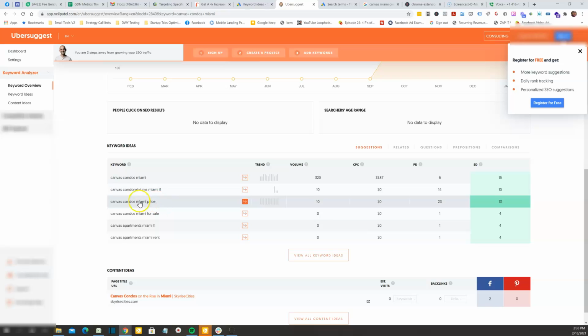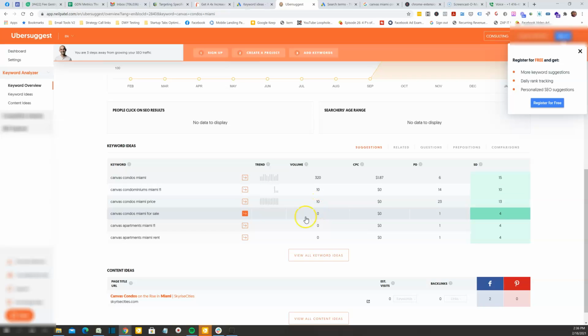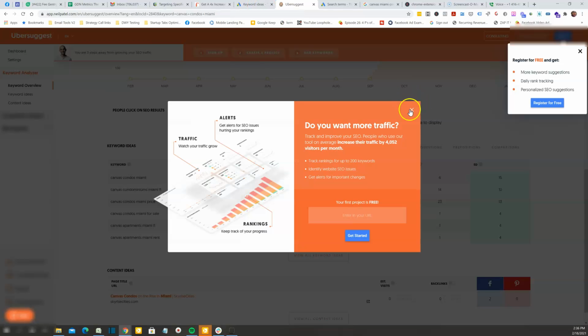Now you see about 320 people a month. Now you notice it has Canvas Condos Miami 320, Canvas Condos Miami, Florida, there's 10. Volume looks low, and then we get down to 0 here. Most people are discouraged by this, like, it's not that big a deal. Absolutely wrong. These tools, and even let's come over here to Google Keyword Planner.